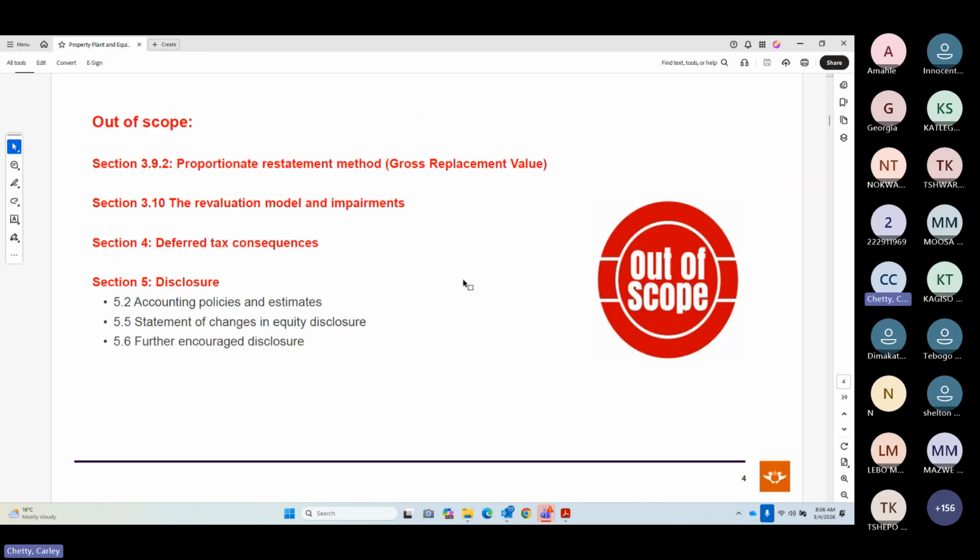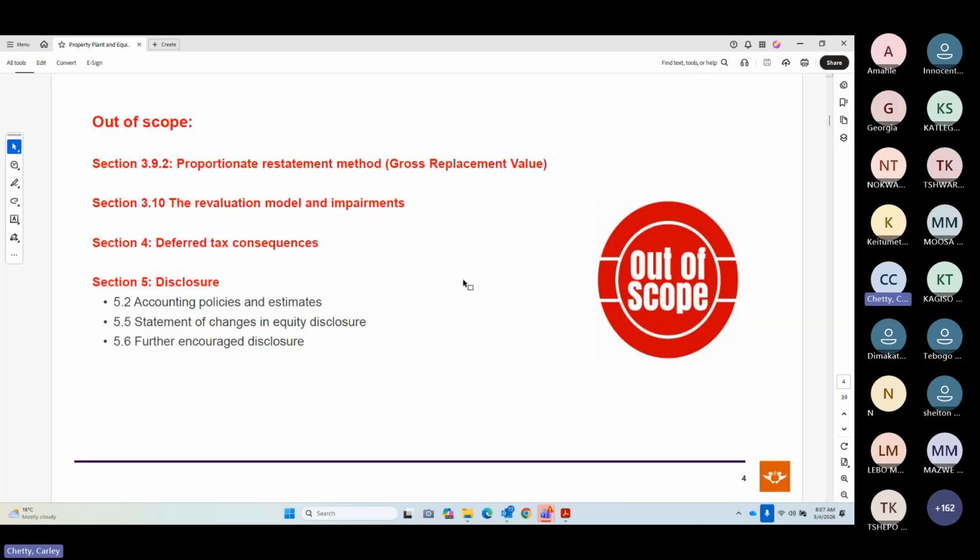So what is out of scope for this section? If you're looking at your Gripping GAAP textbook, there are a number of sections that are out of scope. So section 3.9.2, which deals with the proportionate restatement method. This is the gross replacement value. And section 3.10, which deals with the revaluation model and impairments together. So we will look at the revaluation model separately and impairments separately. We do not look at those two together. That is out of scope for purposes of this module.